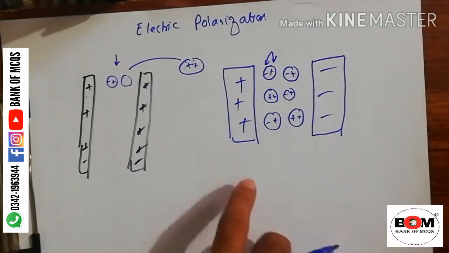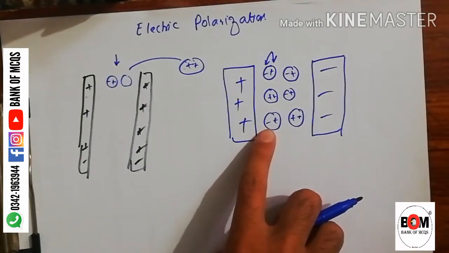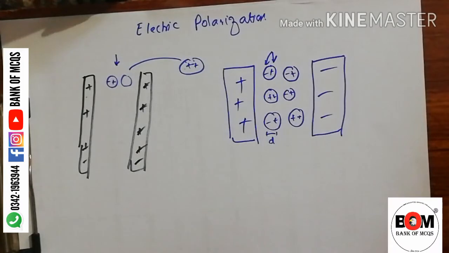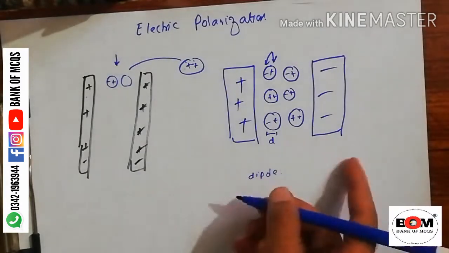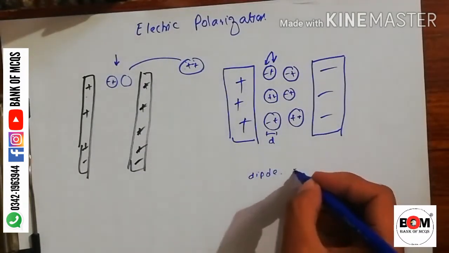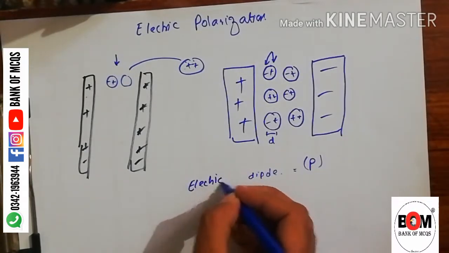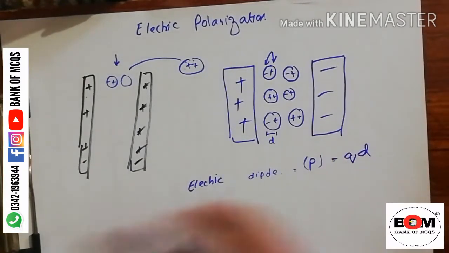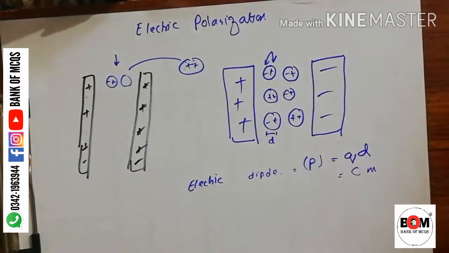Now, a system in which two charges, positive and negative, are of equal magnitude but opposite sign, separated by a distance d. So we have this distance d. This is termed a dipole, or the whole is called an electric dipole, and this is represented by P. So P shows us the electric dipole, and this is equal to the product of charge and the distance between them. The unit of charge is coulomb and the unit of distance is meter. So coulomb meter is the unit of dipole, and it is a vector quantity.